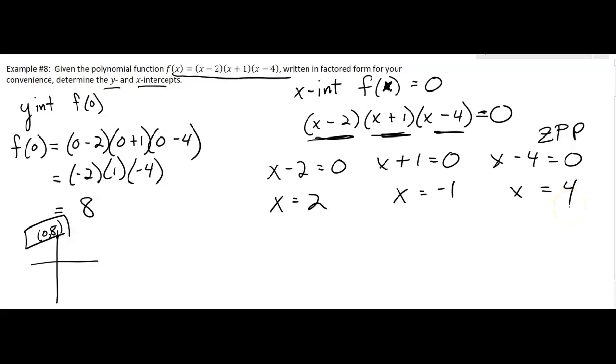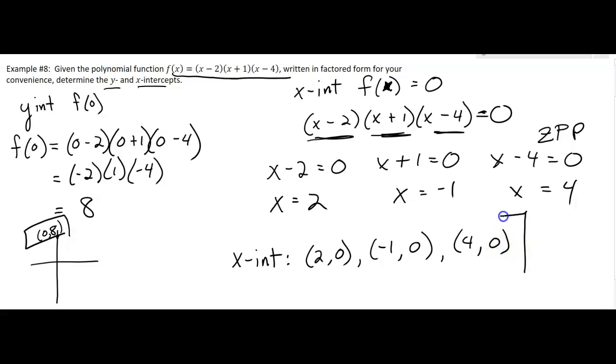So it's a lot easier if they give it to us factored, to be really honest. So for our x-intercepts, we're going to write the ordered pairs. 2, 0, negative 1, 0, and 4, 0.